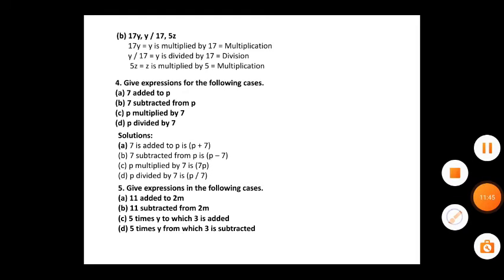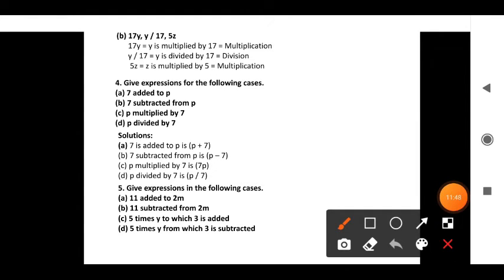Next question you have to do yourself. Same thing. What expression is there you have to say. Give expressions for the following cases. 7 added to p, 7 subtracted from p, p multiplied by 7, p divided by 7. These are the questions. You have to give the expression for these. See here, 7 added to p.